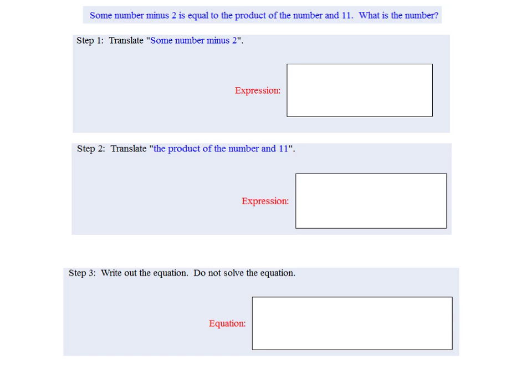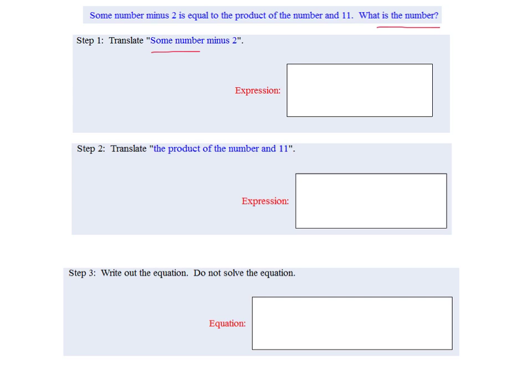In this one, it says some number minus 2 is equal to the product of the number and 11. What is the number? All right, so let's walk through the process. All of these words in this expression can turn into some sort of mathematical operation. So the first part of the equation says some number minus 2. Well, when it says some number, that's the number that they're asking for. So you assign it a variable.